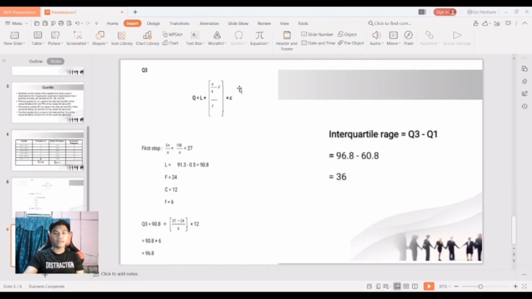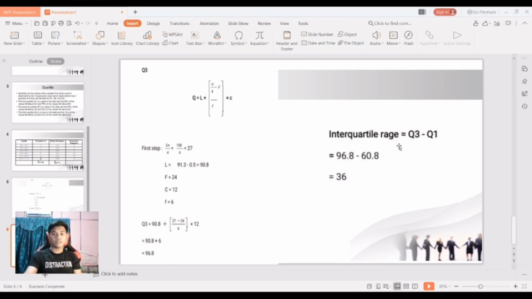Okay, Q3. This is the formula to find the answer for Q3. First step, you find 3n divided by 4. The answer is 27. L is the lower boundary, F is the frequency before, C is the class width, and f is the frequency. This is the second step to find the answer: 90.8 plus 6, the answer is 96.8. This is the answer for Q3.